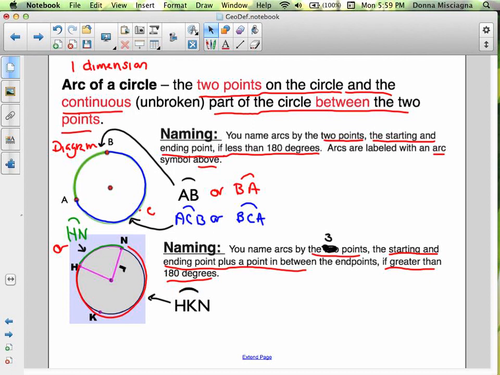And then you put an arc symbol above. And the arc symbol looks just like an arc. Looks like a little piece of a circle. So it's sort of like a line segment that's bent.